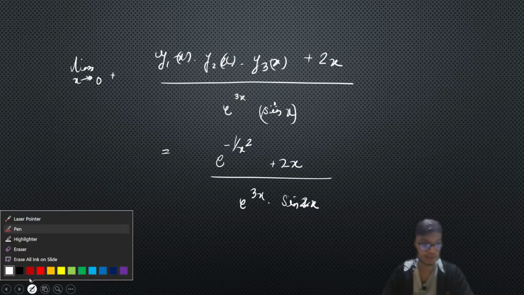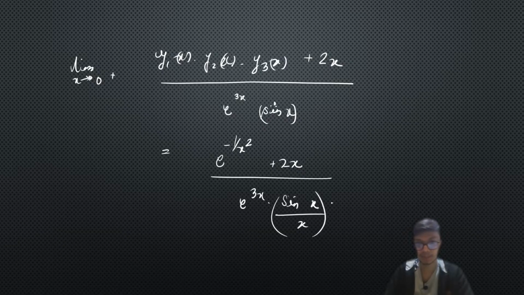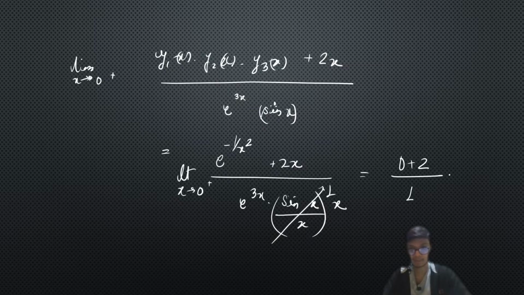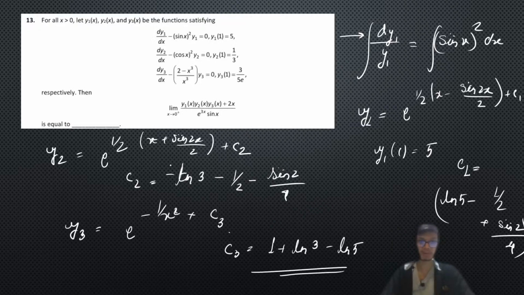Sorry, you will have sine x, not sine of 2x. So if you divide and then multiply by x, this goes to 1, because the limit of sine x by x as x tends to 0 goes to 1. I'm cancelling out x from this and dividing by x over here. Then this will come out as 0 plus 2 divided by 1, which equals 2. So the numeric value of this problem is simply 2.00.